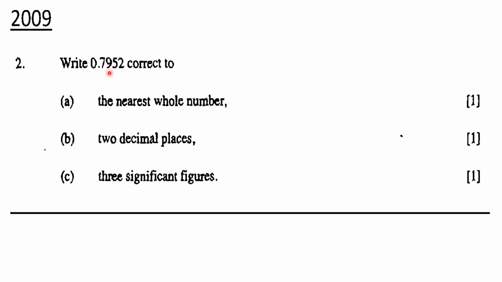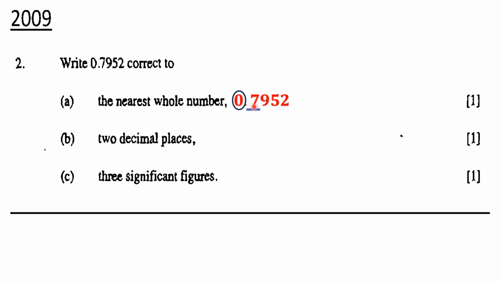It says write 0.7952 correct to A, the nearest whole number, B, 2 decimal places, or C, 3 significant figures. Okay, let's begin. This right here is our number, 0.7952. We have the circled 0 because whenever they're asking us correct to the nearest whole number, we're basically asking us to round to the nearest ones place. The 0 is in the ones place. The 7 is to the right of it, so we're gonna consider that.